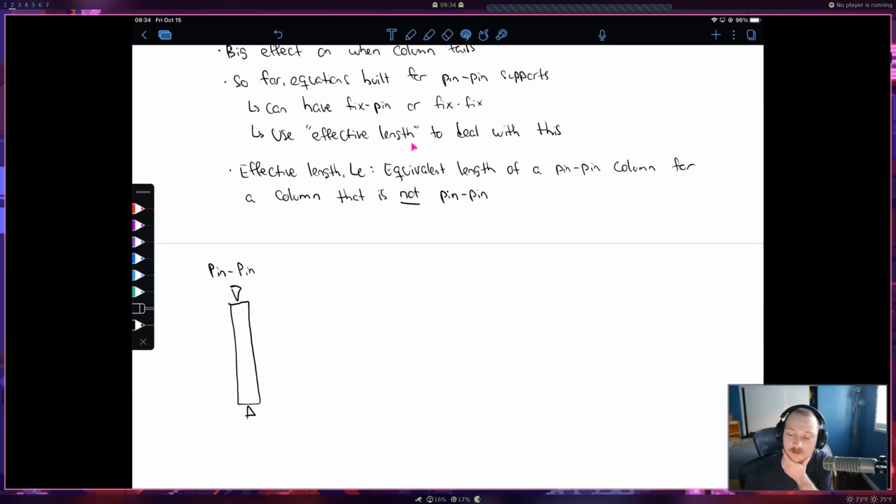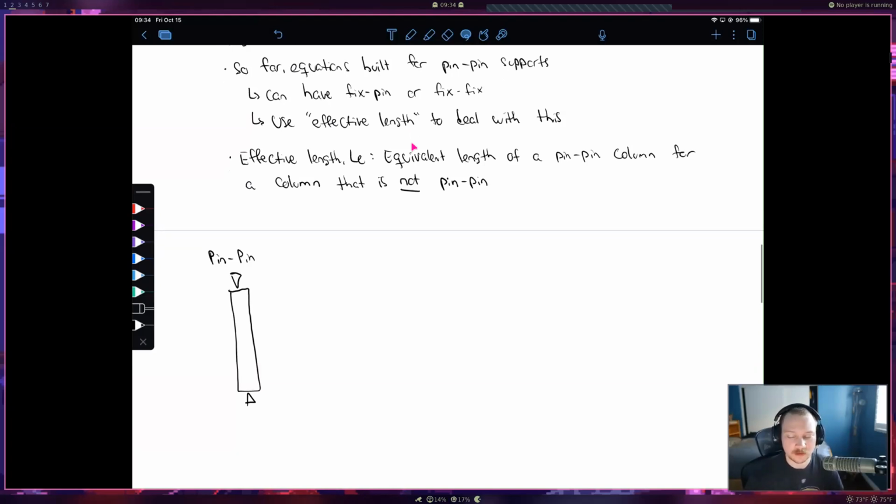Okay, so here we have a pin-pin column, which is what we've been assuming so far. That implies that the effective length is just going to be the length of the column, since that's what we've been assuming so far for the end supports of our columns.